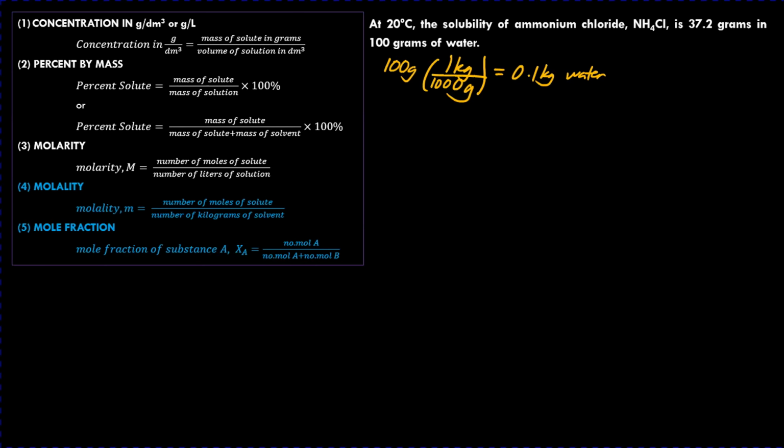Now for the number of moles of solute, again our formula: n is equal to m over molecular weight. So what's the molecular weight of ammonium chloride? Here 1 mole of ammonium chloride has a mass of 53.5 grams. So this is the molecular weight of ammonium chloride. We obtained it by adding the atomic masses of nitrogen, hydrogen 1 times 4, and chlorine 35.5. So to get the moles of ammonium chloride, we take 37.2 grams of ammonium chloride divided by its molecular weight.